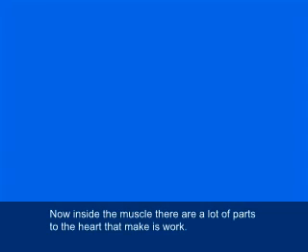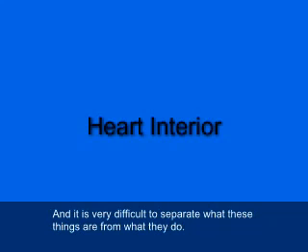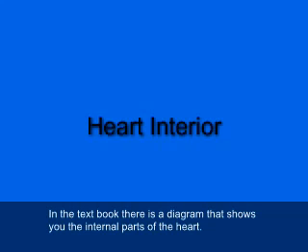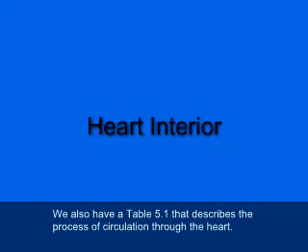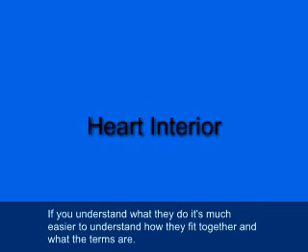Okay, well that describes the heart muscle itself. Now inside the muscle, there are a lot of parts to the heart that make it work. And it's very difficult to separate what these things are from what they do. In the textbook, there is a diagram that shows you the internal parts of the heart. And we also have a table, 5.1, that describes the process of circulation through the heart, and that explains basically what these different parts do. If you understand what they do, it's much easier to understand how they fit together and what the terms are.